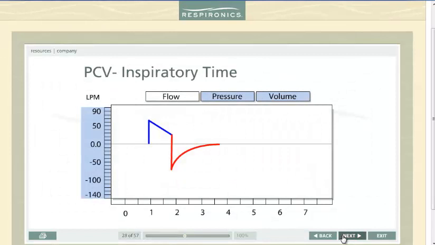Observing the flow time curve provides insight to setting inspiratory time in pressure-controlled ventilation. For example, the physician orders PCV with a target tidal volume of 500 milliliters. Pressure-controlled ventilation is initiated with a driving pressure of 20 centimeters of water and an inspiratory time of 0.7 seconds, resulting in a delivered tidal volume of 450 cc's. What setting would you change to increase tidal volume?